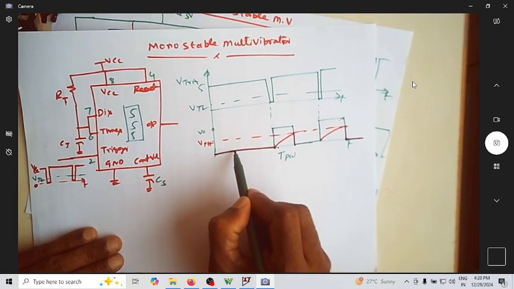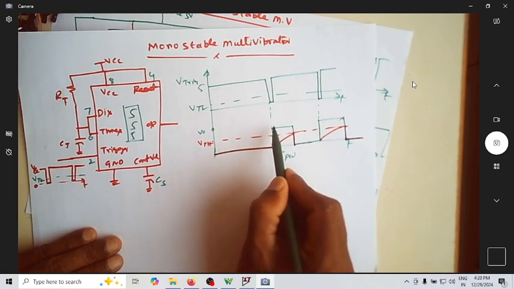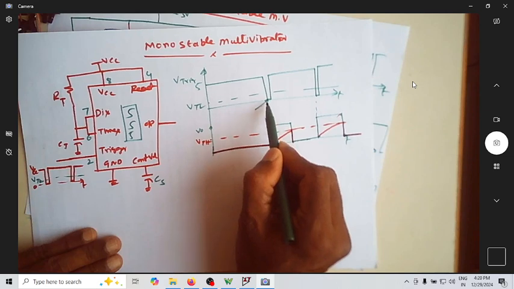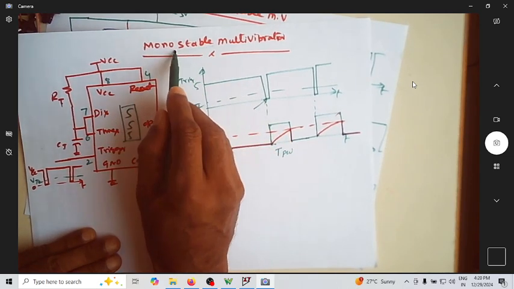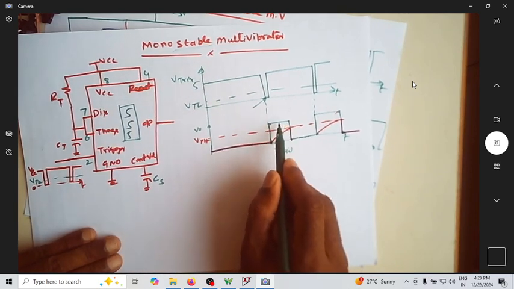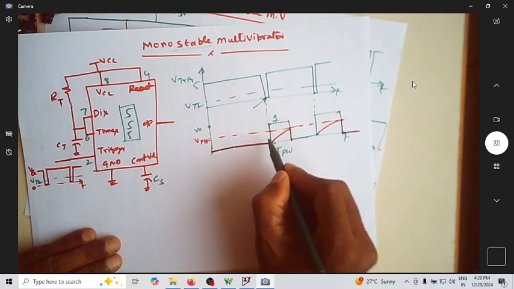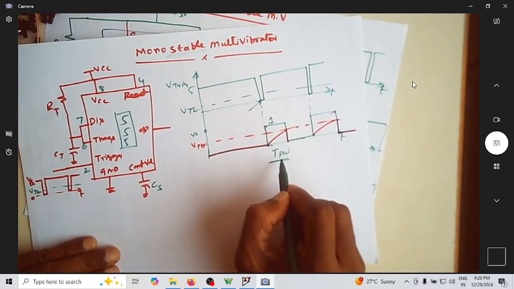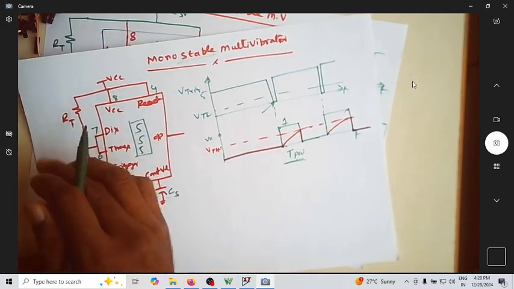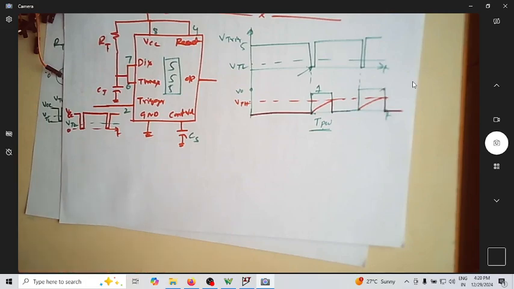To take the output from the stable state to the quasi-stable state, a trigger signal is a must. Otherwise, the output will always be in the stable state. It will not go to this temporary state of 1, which lasts for a predefined time. We have to find the expression for this pulse width. It depends on which parameters?